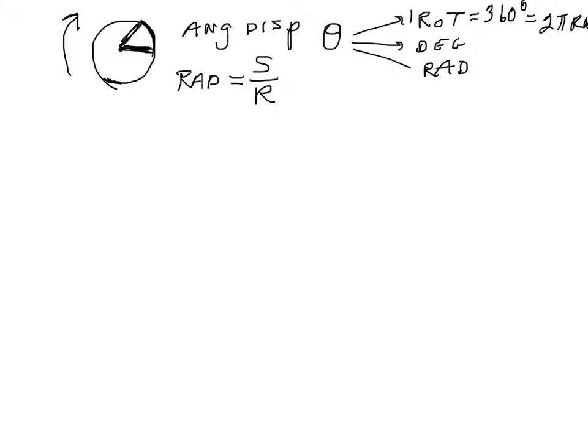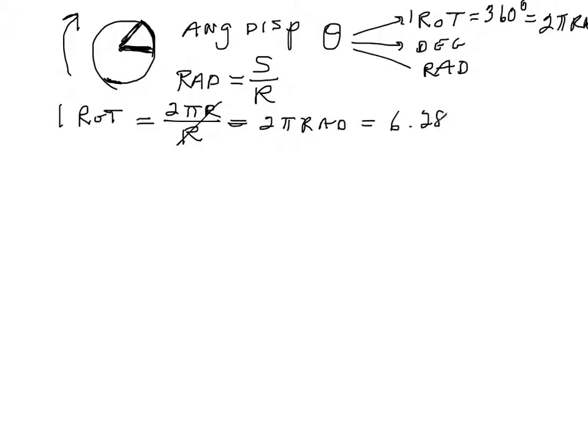But since the circumference of the circle, we can find the 2 pi. So let's take 1 rotation equals the arc length. The arc length of 1 rotation is the circumference of the circle. That's 2 pi r. And we divide that by the radius. And we get 1 rotation. This, where we get 1 rotation, is 2 pi radians, or 6.28 radians.